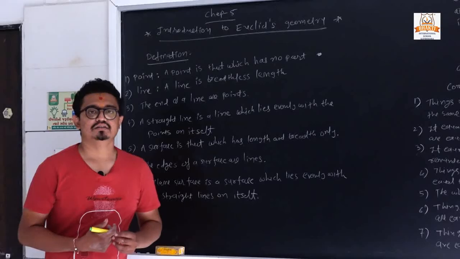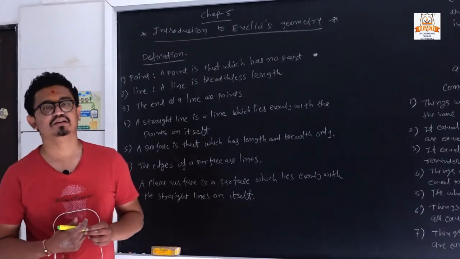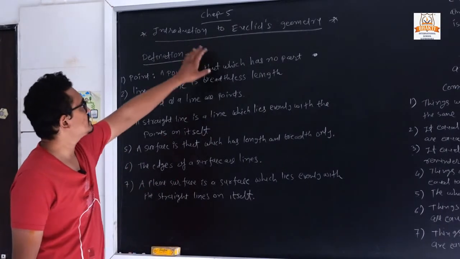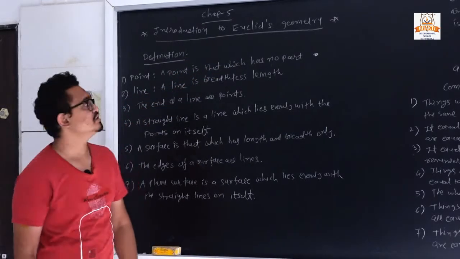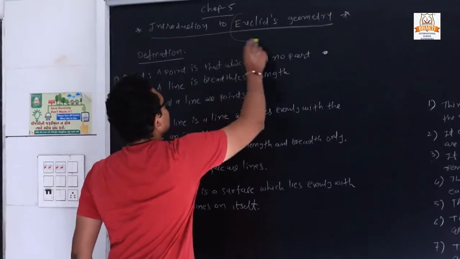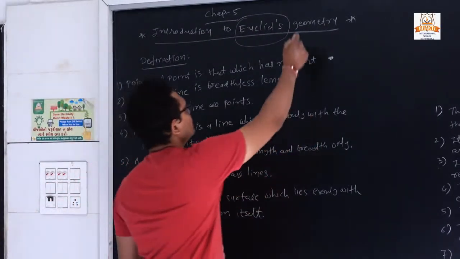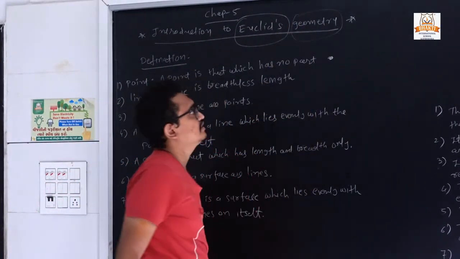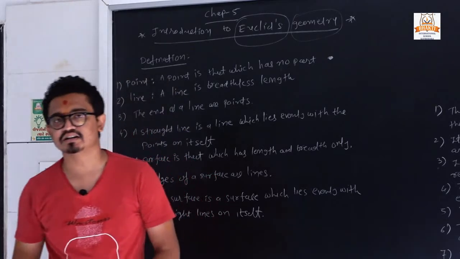Now we are going to start our new chapter number 5 from standard 9. The chapter name is Introduction of Euclid Geometry. Euclid is a mathematician, clear? And you are also familiar with this word geometry. We have a number of chapters that depend on geometry.